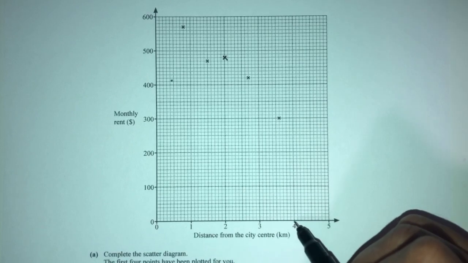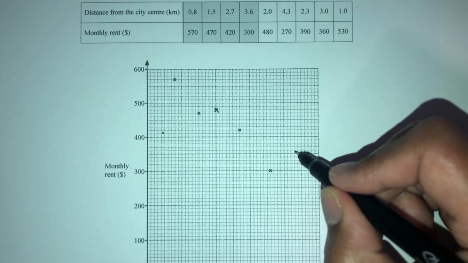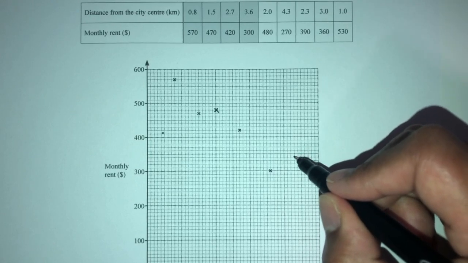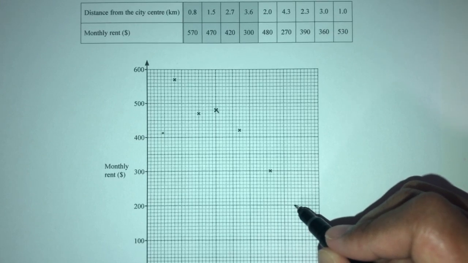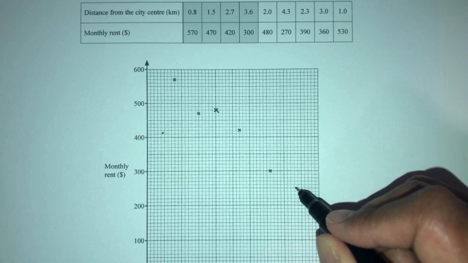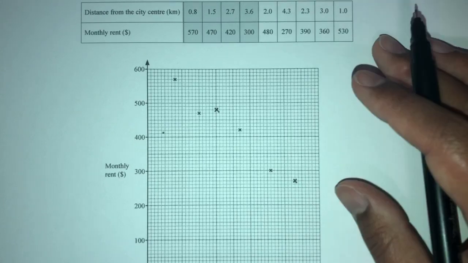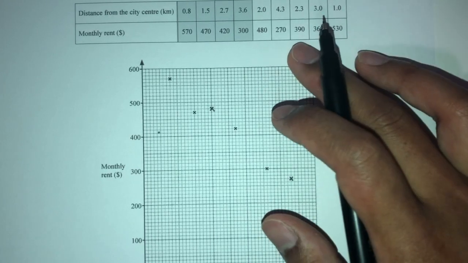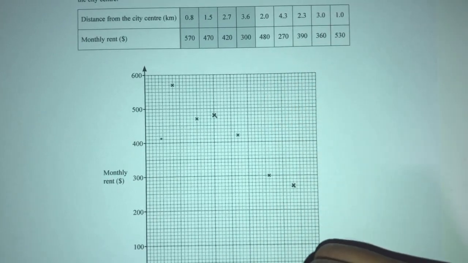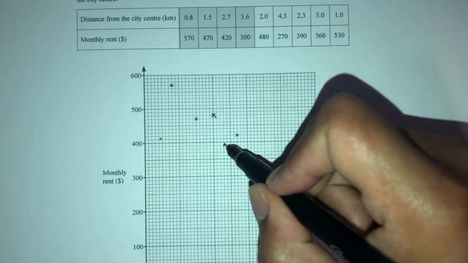4.3. So 1, 2, 3. It goes up to 270. This is 200. 250. 270. Okay, and we have 2.3, 390. So 2.3 will be right here, 390 this one.